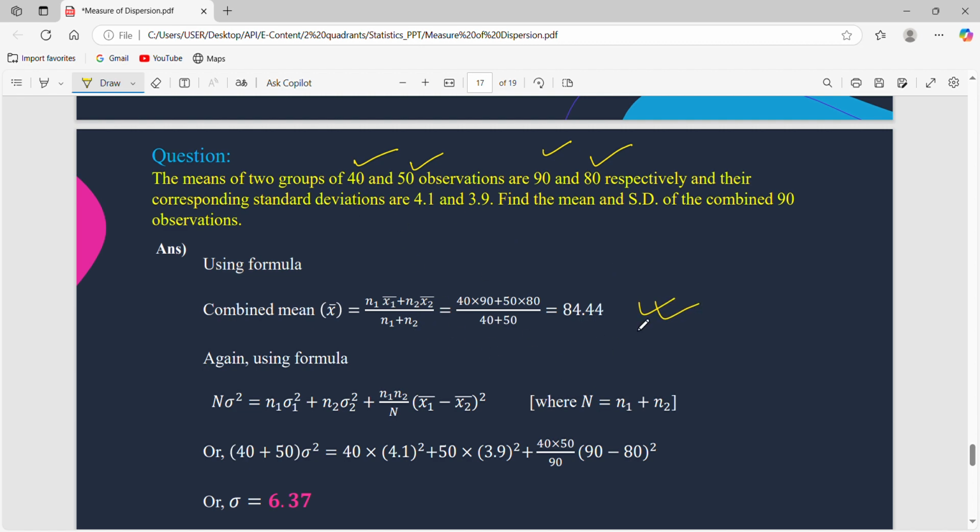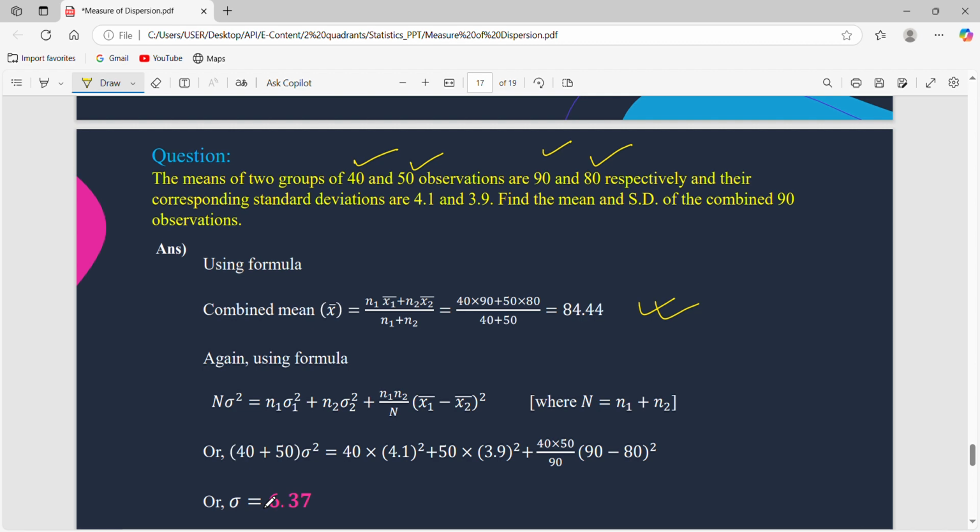Next, using the formula N sigma square equals n1 sigma1 square plus n2 sigma2 square plus n1 n2 by N, just use the formula. Capital N equals 40 plus 50. n1 means 40, sigma1 square is 4.1 whole square, n2 means 50, sigma2 square means 3.9 whole square, and put the values. Accordingly, you will find sigma equal to 6.37.